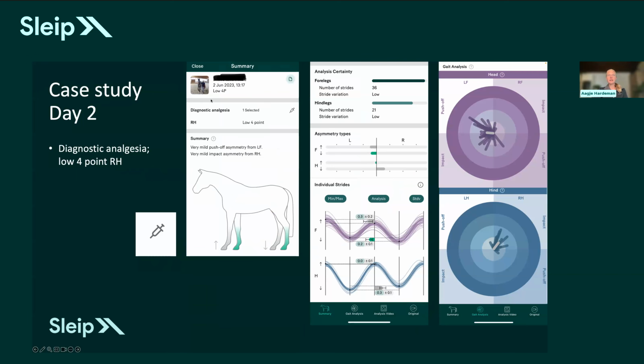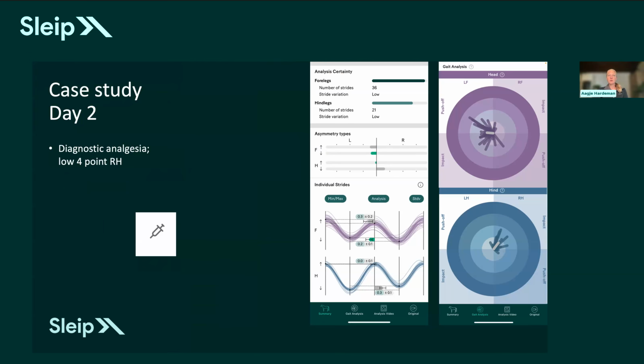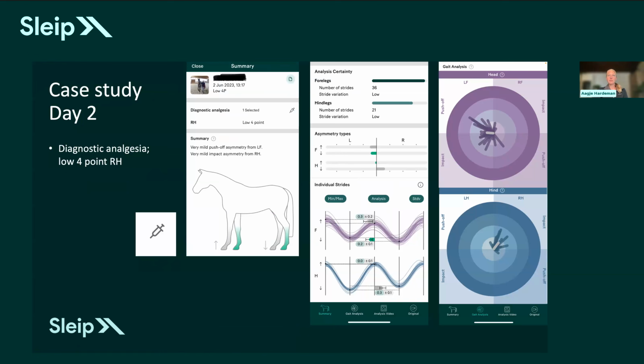So when here you see diagnostic analgesia, you selected one, which is the right hind low 4 point in this case. I'm just wondering where my pop-up is. No, that's gone. Okay, we'll leave it. But that's easy findable. And we have a very nice drop-down menu now in the original tab where you can, first of all, choose the limb, and then second of all, choose whether it's a regional or an intra-articular block.